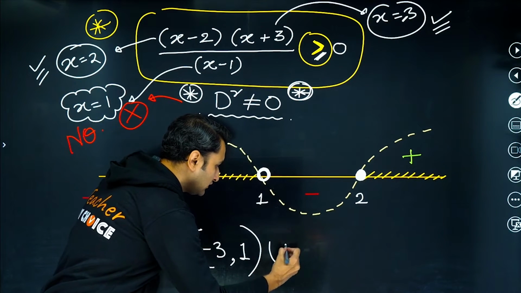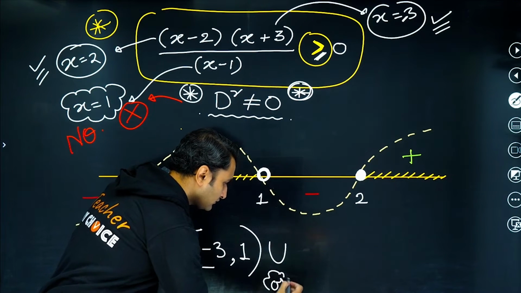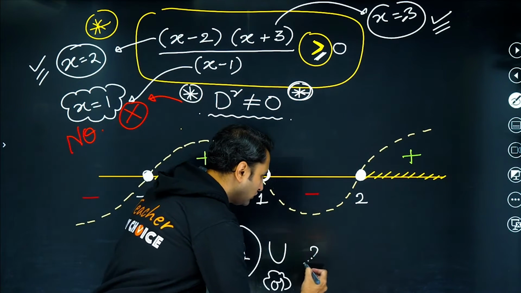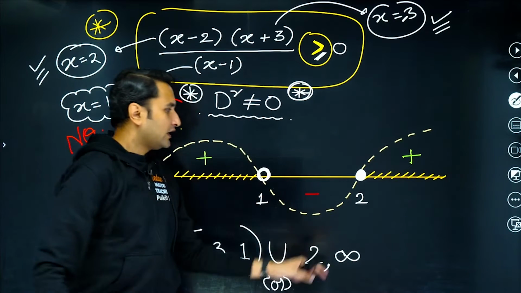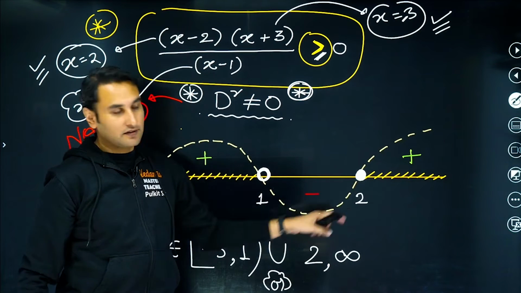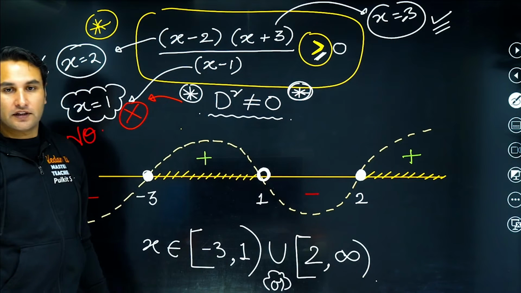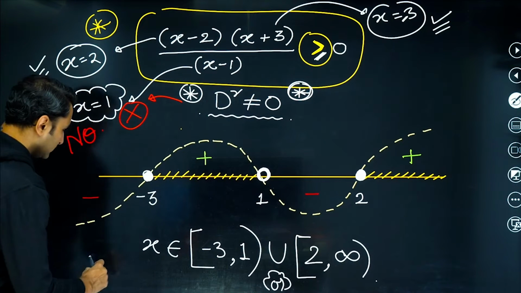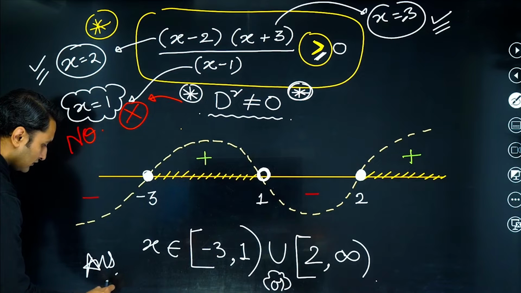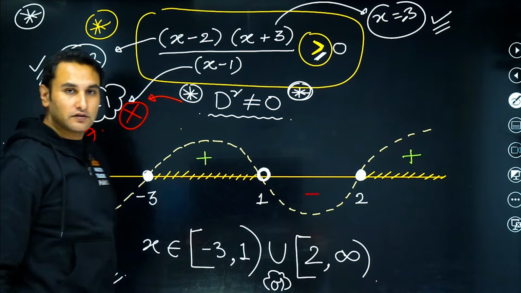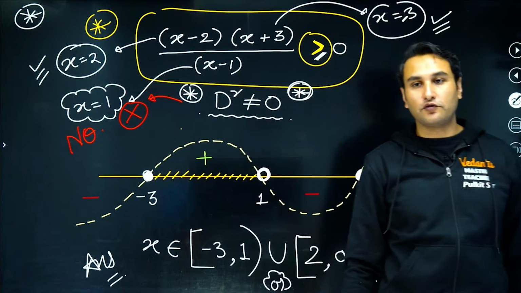So union, or, x lies there. That is 2 to infinity. Can I include 2? Yes. 2 closed, infinity always open. That is your answer. This problem is very important for your revision.